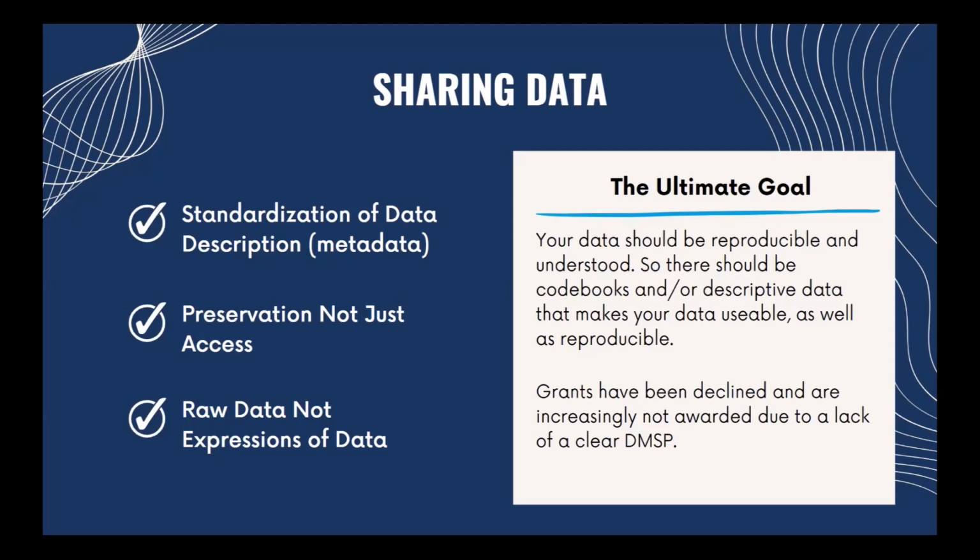And grants are starting to be declined for not having a very clear DMSP. Again, you can only be so clear. It's a 2-page document, but it's just meant to get you to start thinking about how you're going to share and manage your data.